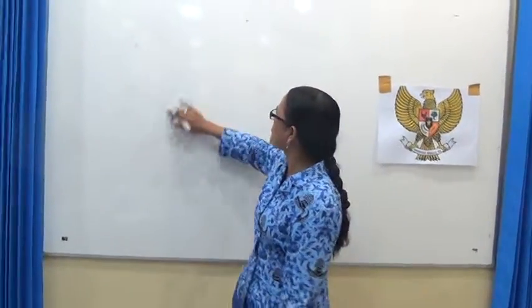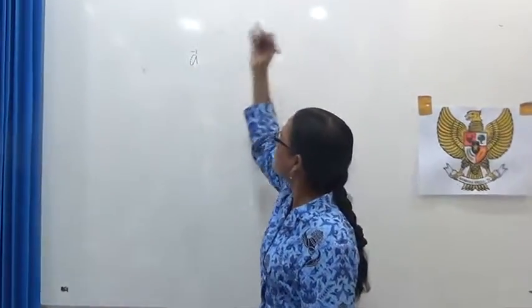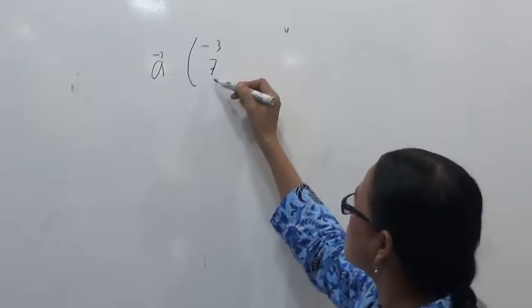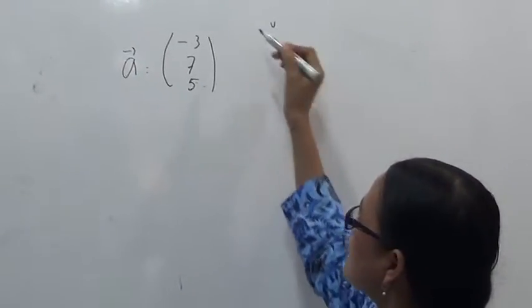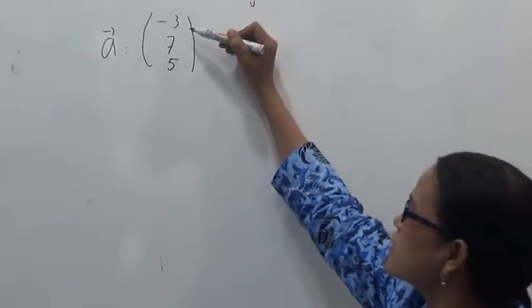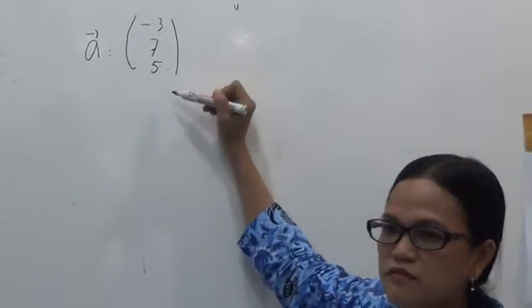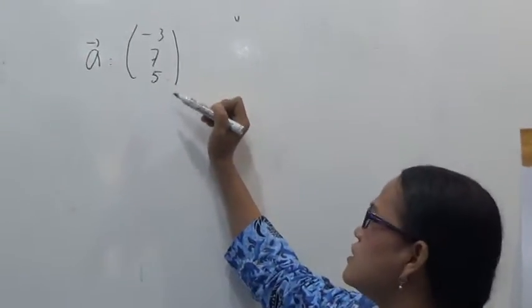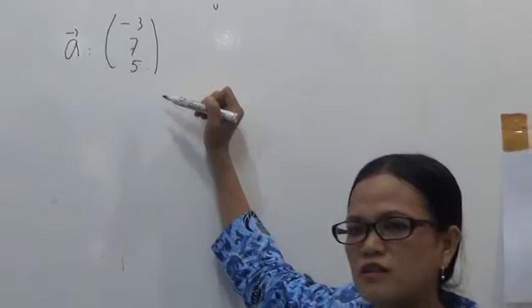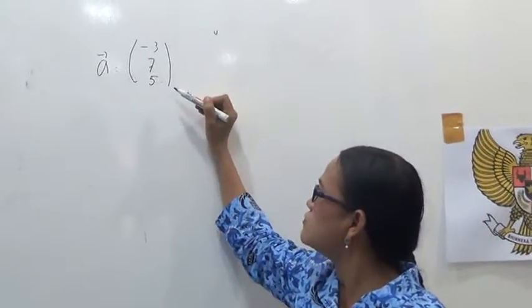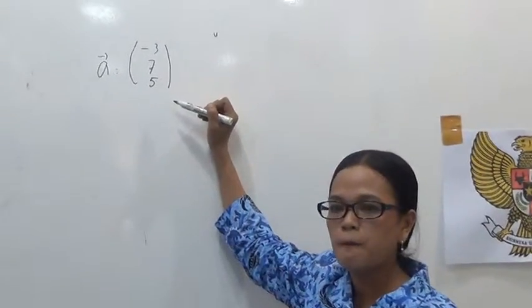For example, please describe a vector (-3, 7, 5). This is a vector with position -3, 7, and 5. Please describe it. For the students, it is very difficult because it is very abstract and becomes 3 dimensional.